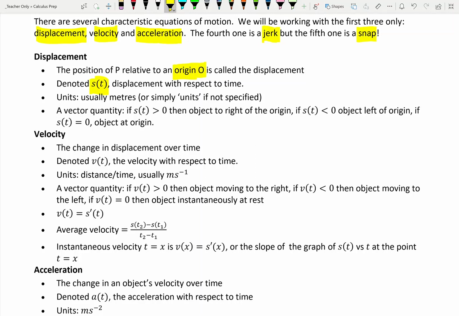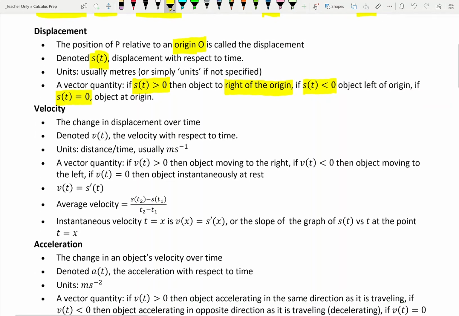Now, displacement is a vector quantity, which means it has both magnitude and direction. So if displacement is greater than 0, for example 1, 3, 11, then the object is to the right of its starting point. If the displacement is less than 0, then the object is to the left of its starting point. So you can sort of think of it like a number line. And if the displacement is 0, then the object is at the origin. So it may be at the origin to start with. It may have returned to the origin after some deviation.